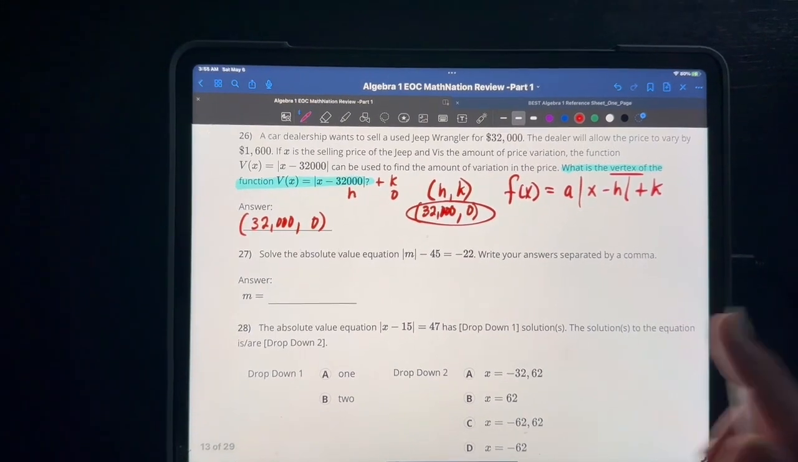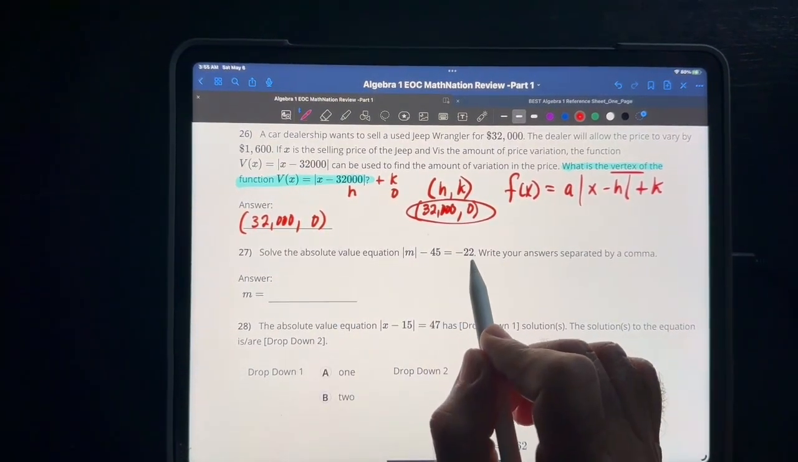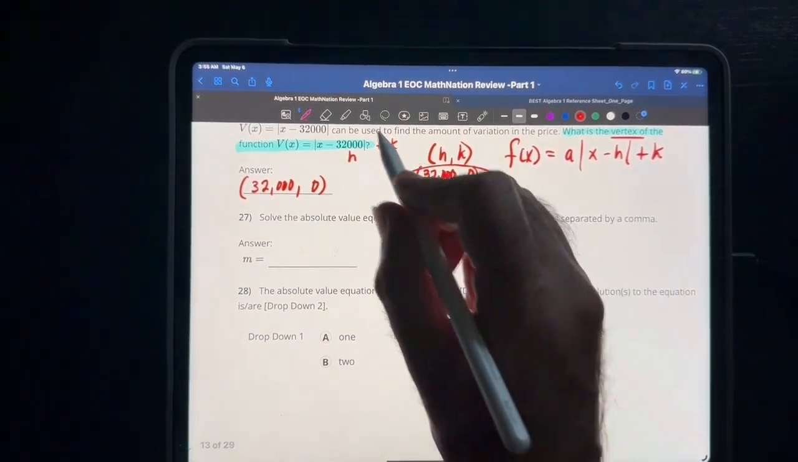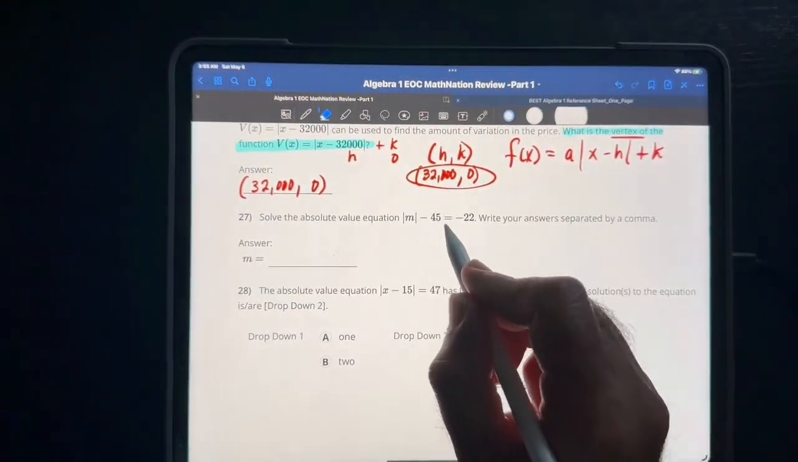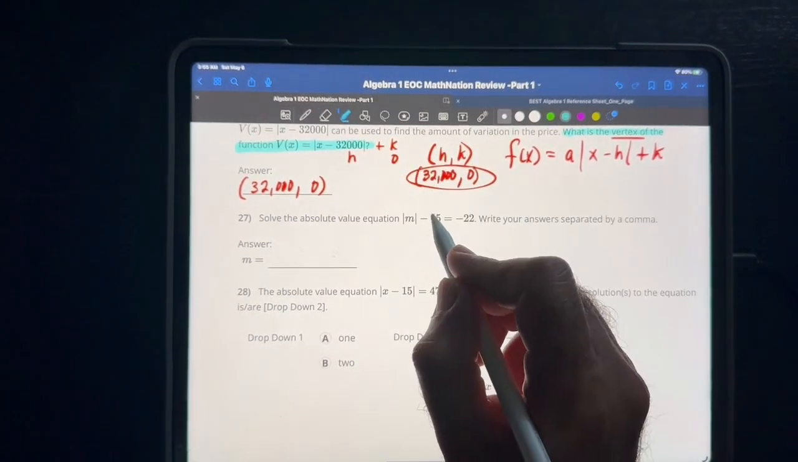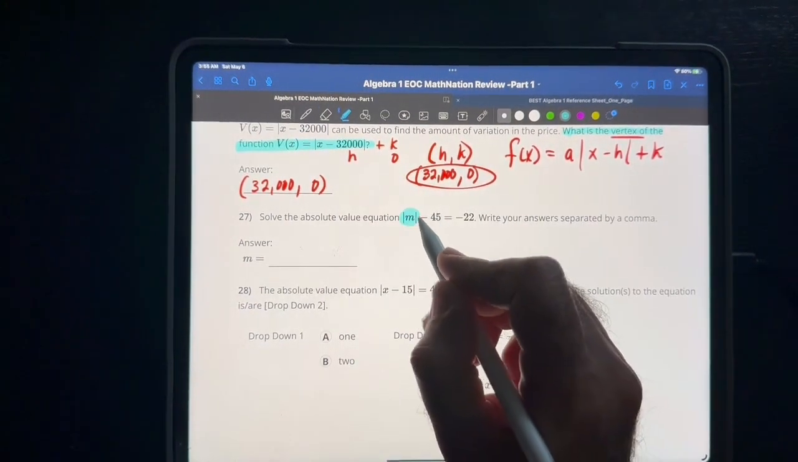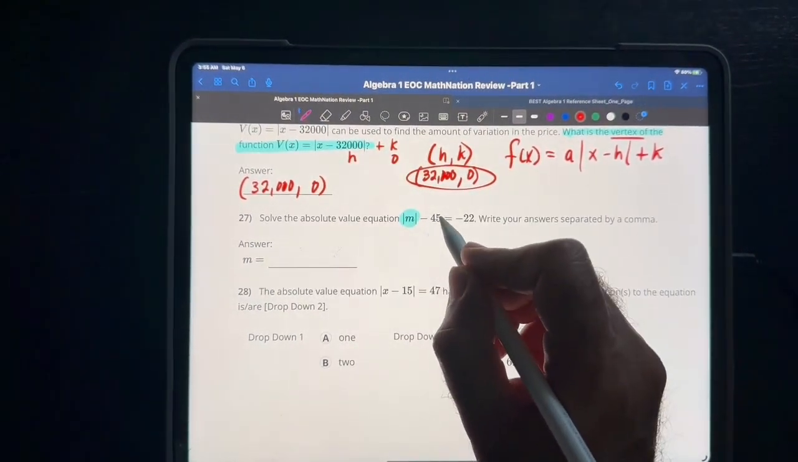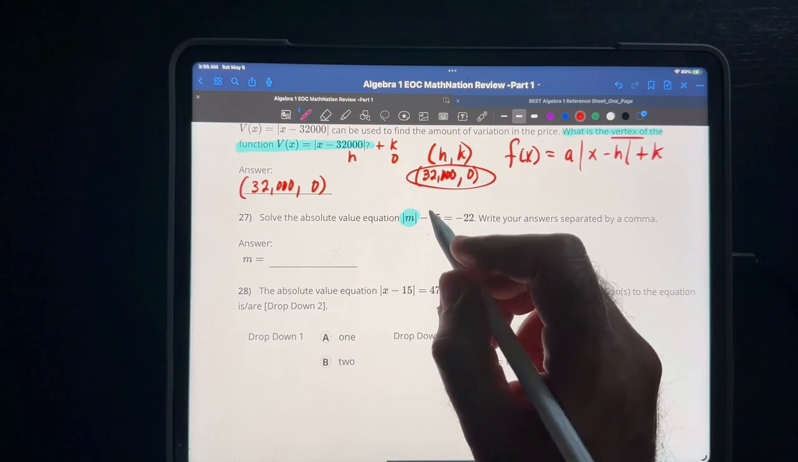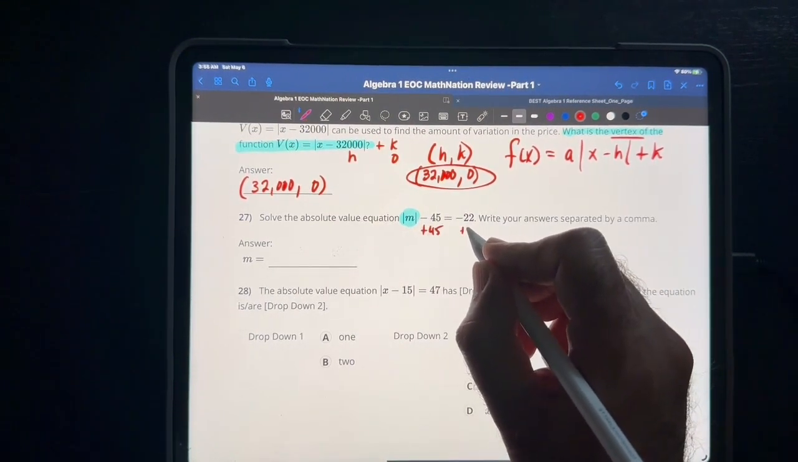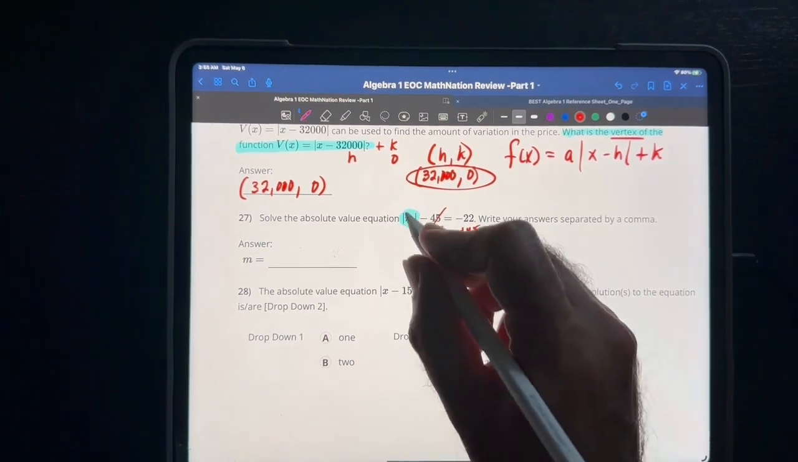All right, moving on. Solve the absolute value equations. Write your answers. All right. So this is not bad. The key thing to solving absolute value equations is to always isolate the absolute value thing, right? So that's the first step. You want to get rid of this here, minus 45. So the opposite of that is to add 45 to both sides. So you bring that down.